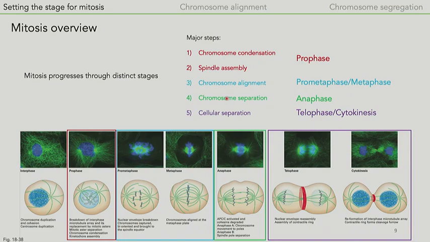Then when chromosomes are going to be separated into two daughters, that is during anaphase. And then finally, the last two steps are telophase and cytokinesis, which allow the chromosomes to become repackaged in the nuclear envelope and allow the two daughter cells to pinch off from one another. So we will go through each of these separately.